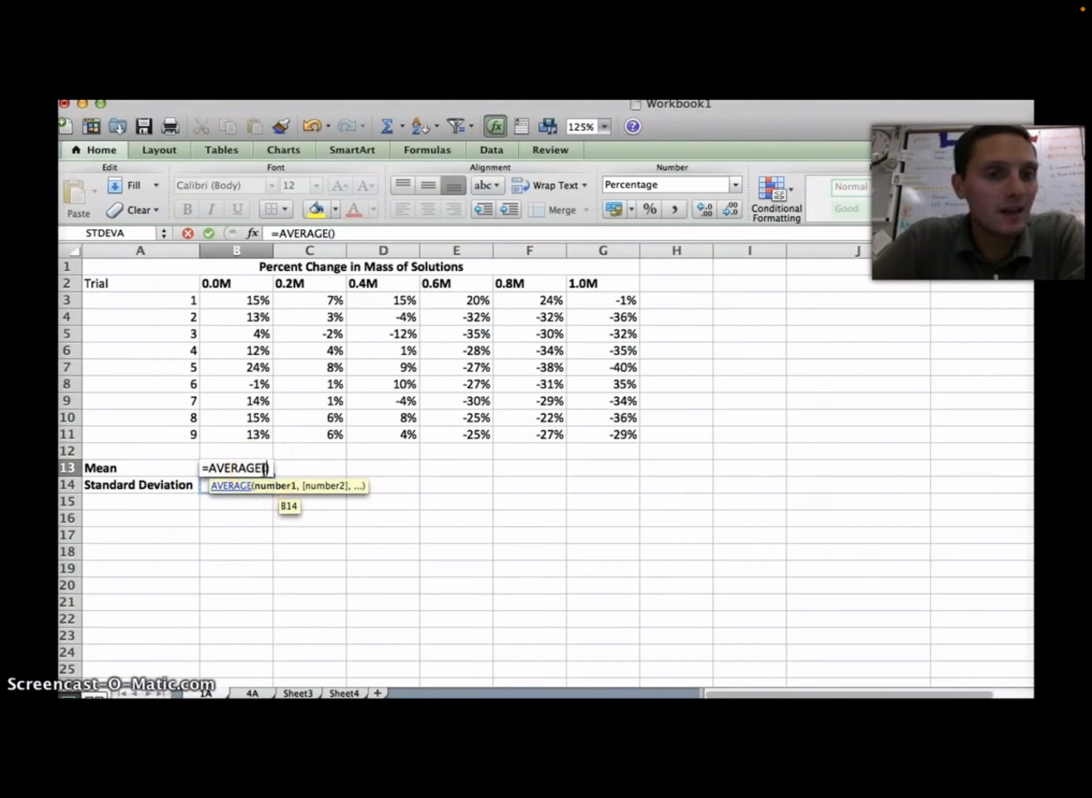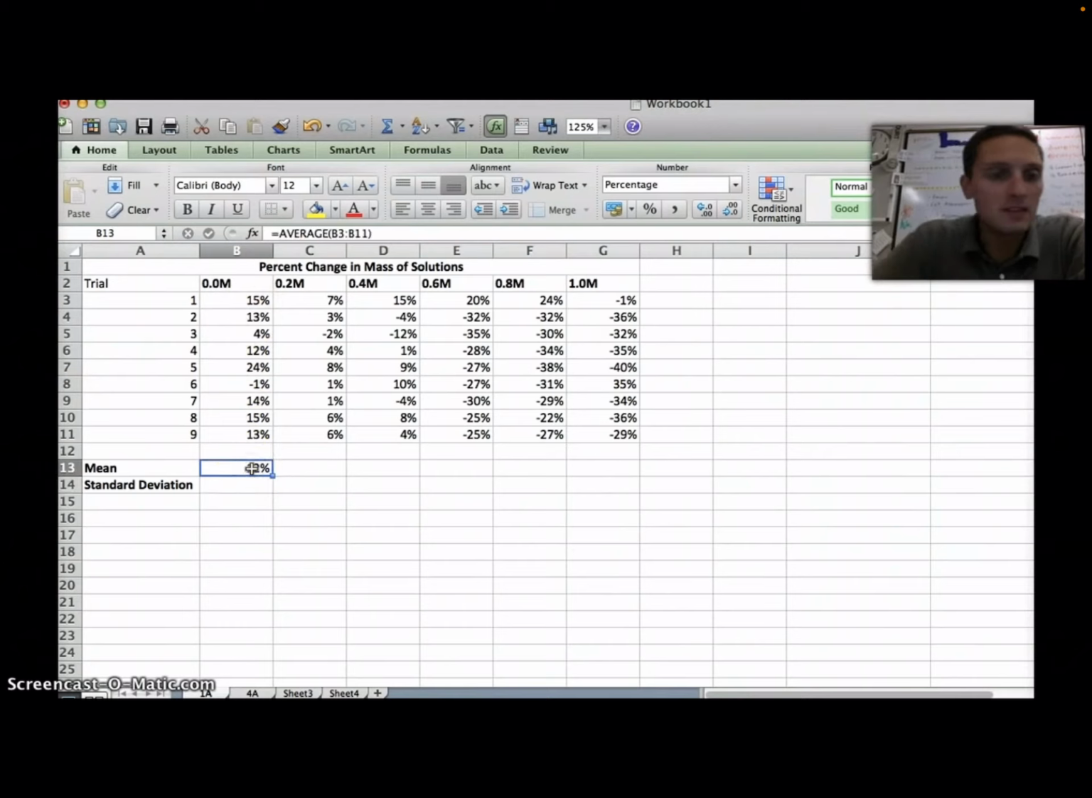And now it's asking for some numbers in between these two parentheses. So it wants us to highlight a set of numbers that we want it to calculate the average or the mean for. So I'm going to highlight this first column here that is 0.0 molar. So I've highlighted column B, number 3 through 11, and it shows that right here. And next I'm going to press enter. And this is the average for 0.0 molar. So for all of our trials, our average is 12%.